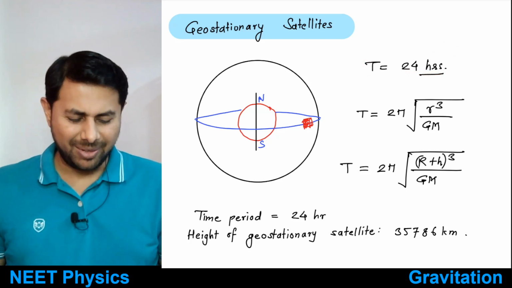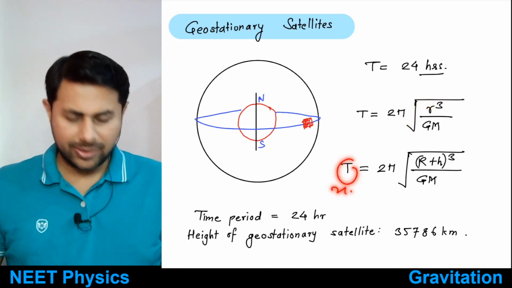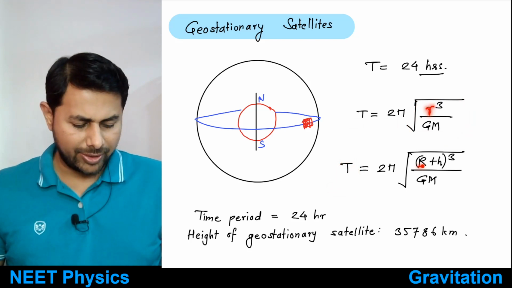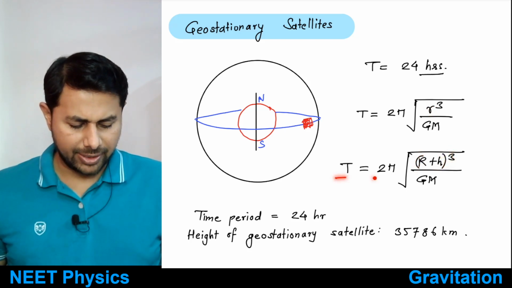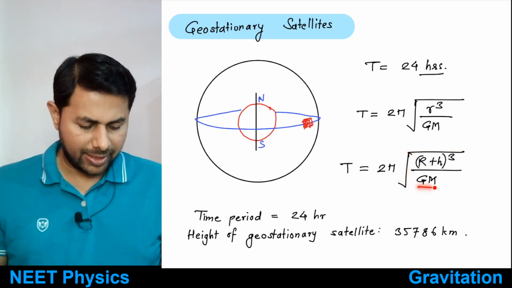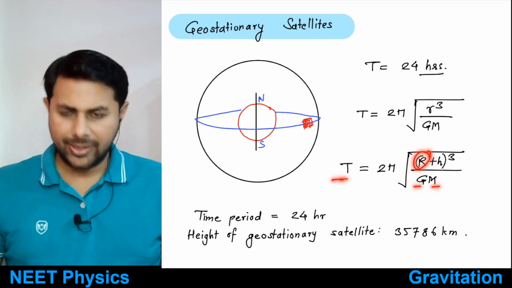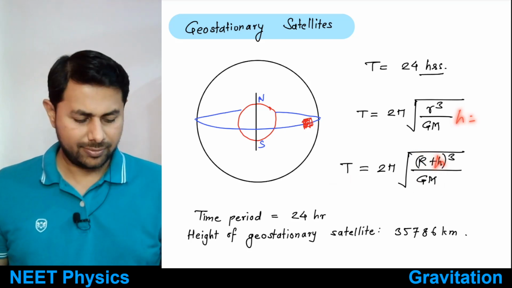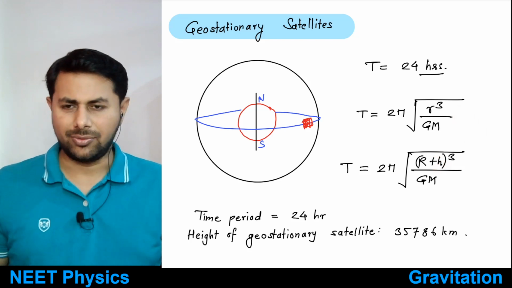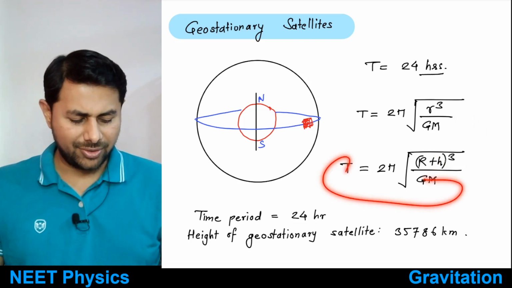There is nothing else. If the time period is 24 hours, you can put T equal to 2 pi square root of r cubed by GM. This is your formula for the time period. T is fixed at 24 hours. This small r can be written as capital R plus h, and you have the cube of that. So T equals 2 pi square root of (R plus h) cubed divided by GM. R is fixed, GM is fixed, the time period is fixed, and you want it to be stationary with respect to Earth, so h is fixed too. Is this clear? Because everything else is constant, you get a fixed value of h.